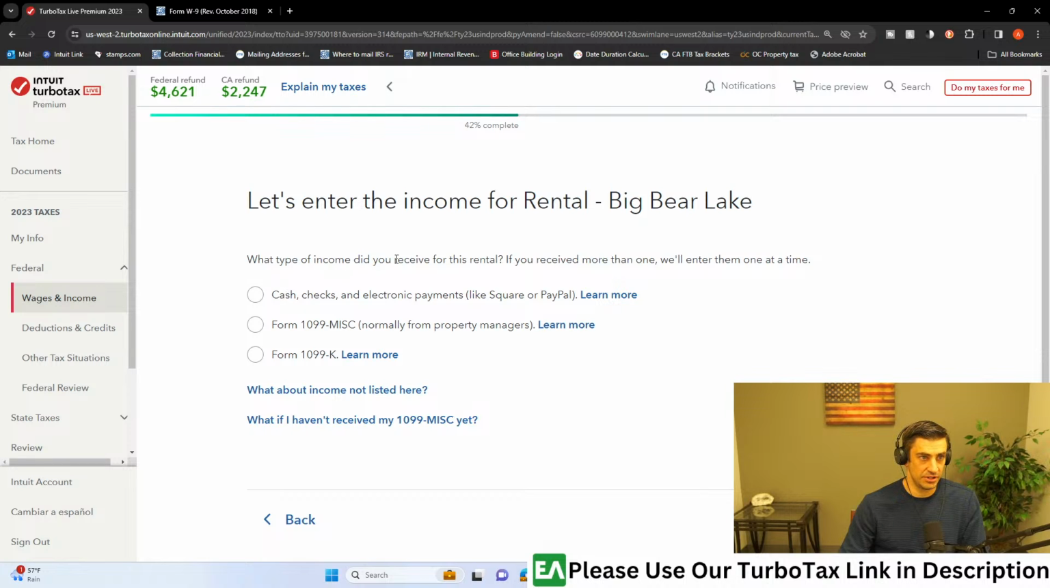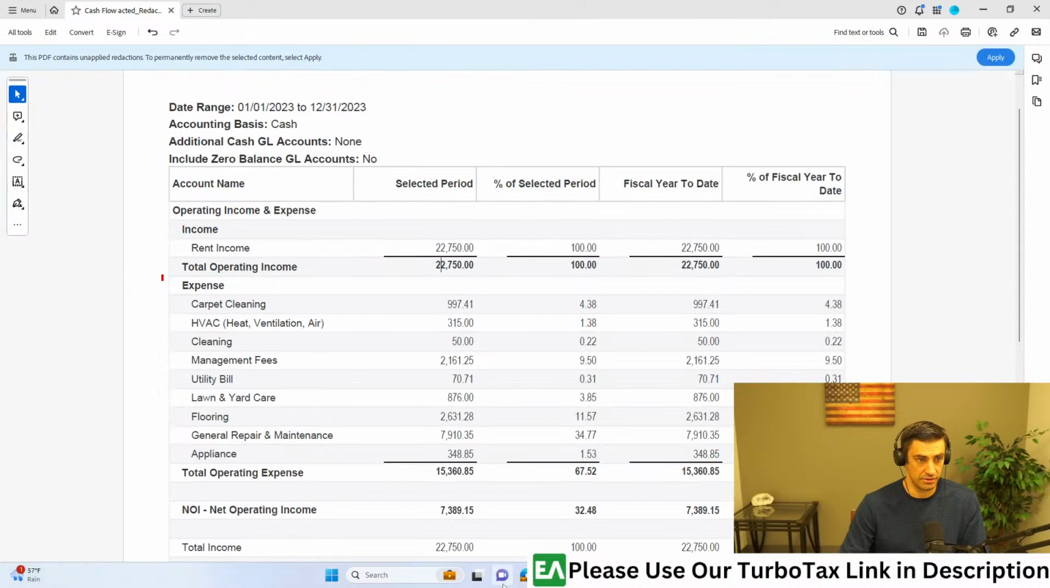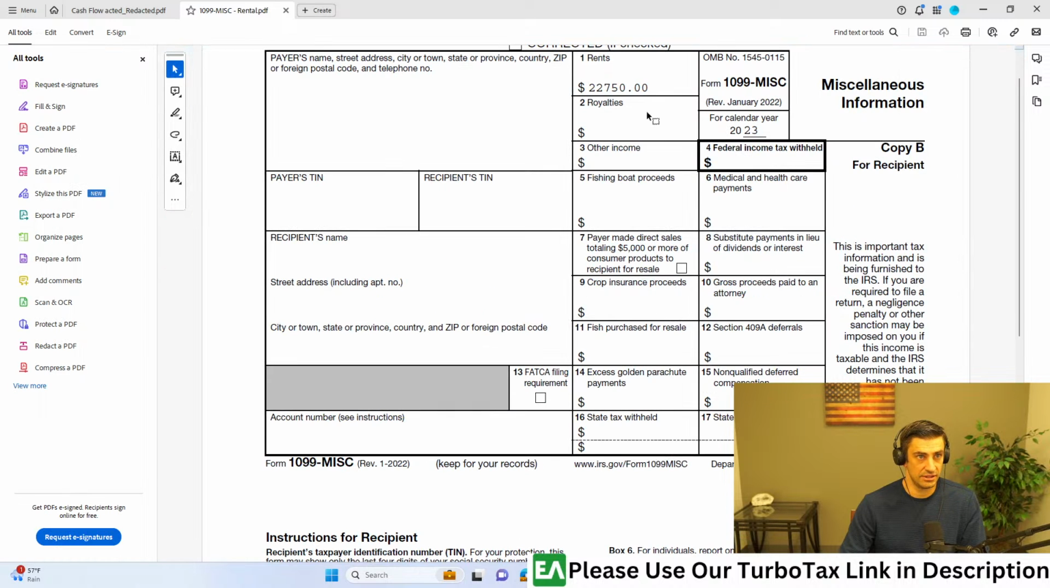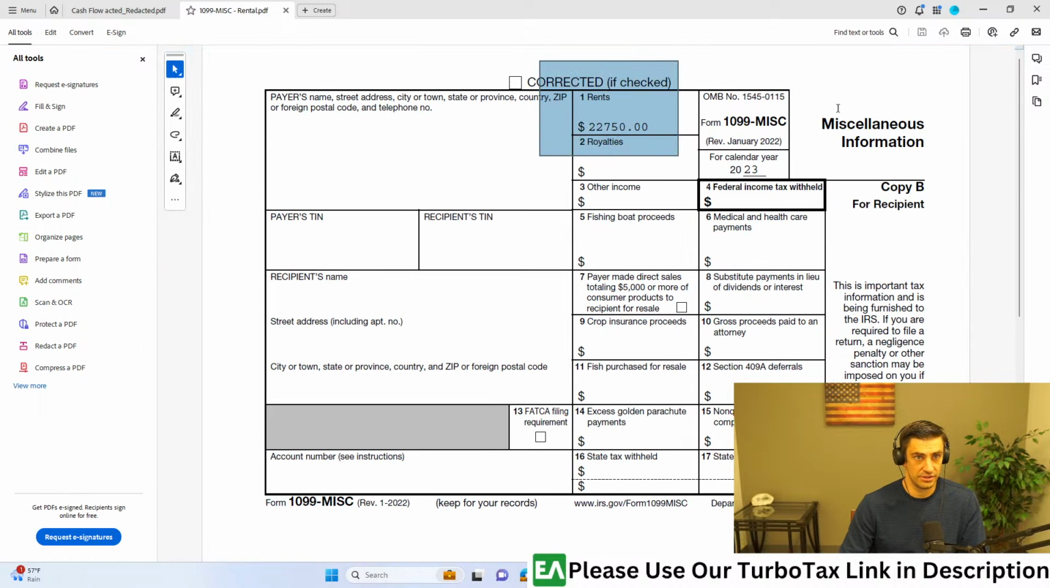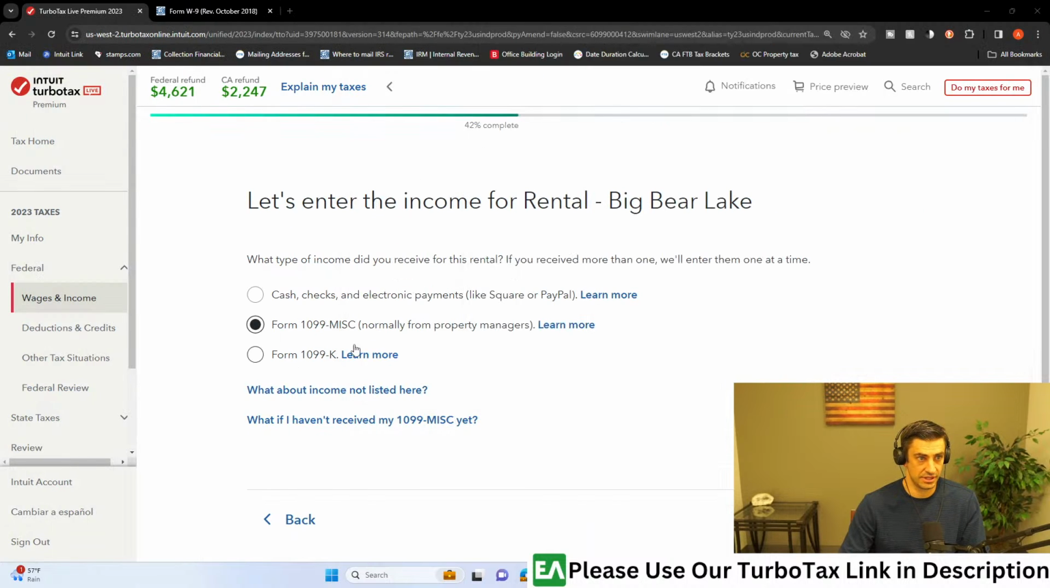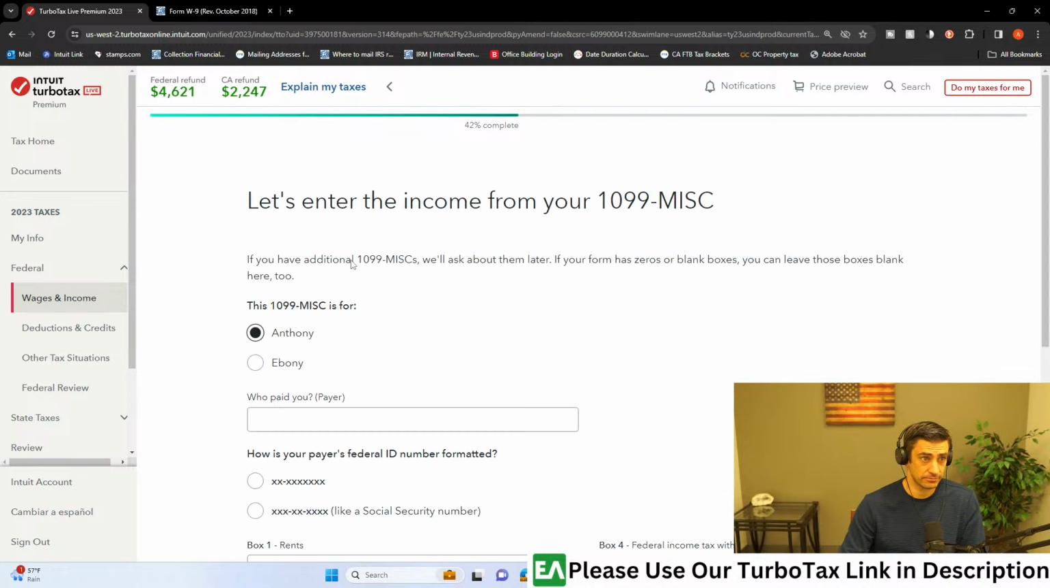What type of income did you receive for this rental? I'm going to say I got this 1099, normally from property managers. I'm going to show you the 1099 that we got here, right? Here's that cash flow that you got, and here's the 1099. Voila. Look at it. It says rents right there. So 1099 miscellaneous, right? Property manager. This is really common that I do see this. So we're going to hit continue.